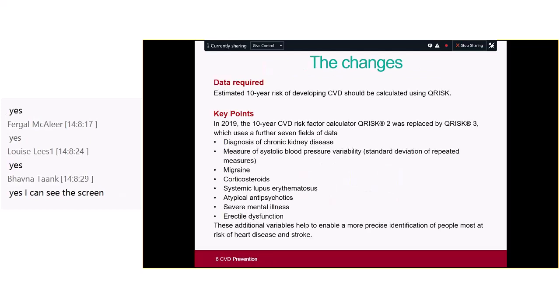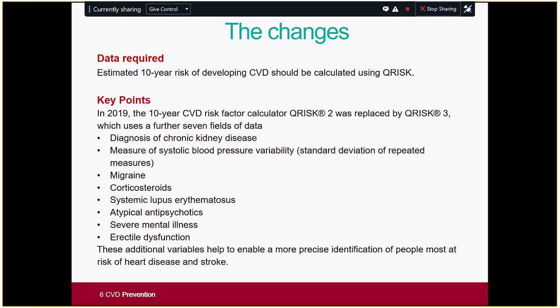So what changes have actually happened in QRISK3? Well, we know that the data we require as part of the health check programme is that a patient's 10-year risk of developing cardiovascular disease should be calculated using QRISK. Now, we know that QRISK2 has been replaced by QRISK3, and it includes 7 further fields of data. These are chronic kidney disease, blood pressure variability, migraine, steroids, lupus, atypical antipsychotics, severe mental illness and erectile dysfunction.